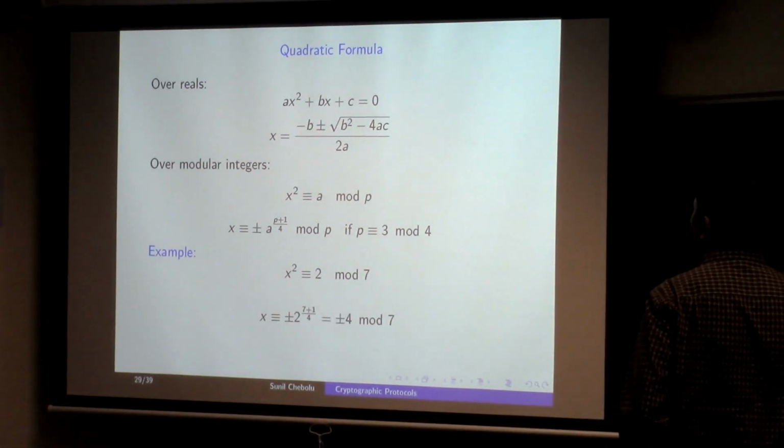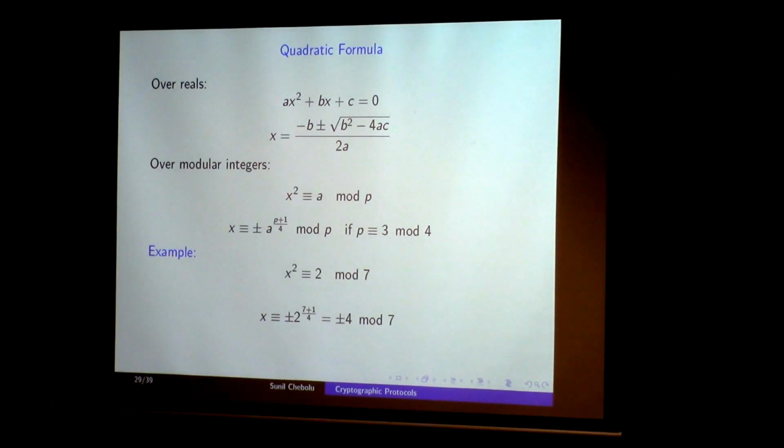And the answer is plus or minus 2 to the (7 plus 1) over 4. (7 plus 1) over 4 is 2. 2 squared is 4. And you can check: when you take 4 and you square, you get 16. And you divide 16 by 7, the residue class is 2 because it goes 14, right? That is to say, the square root of 2 is plus or minus 4 in the world of integers mod 7. Okay, so that's how it goes.